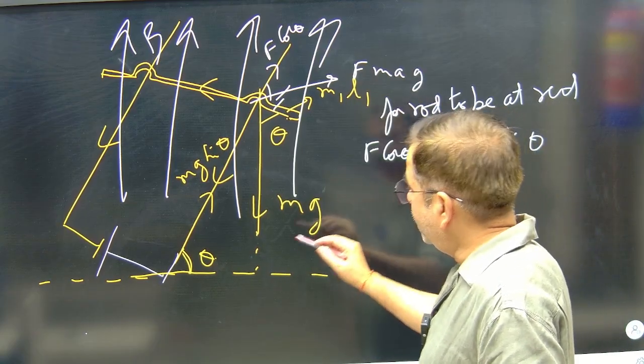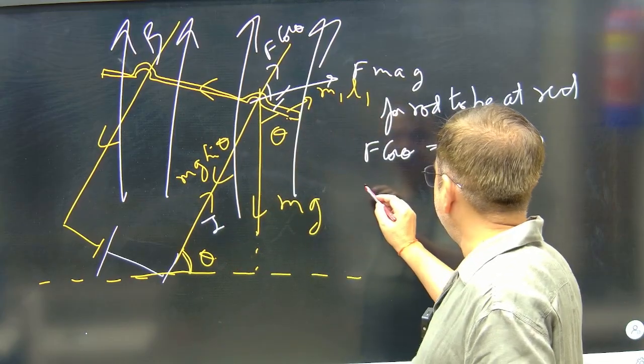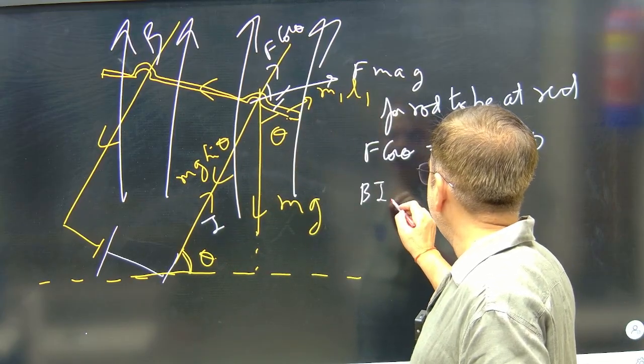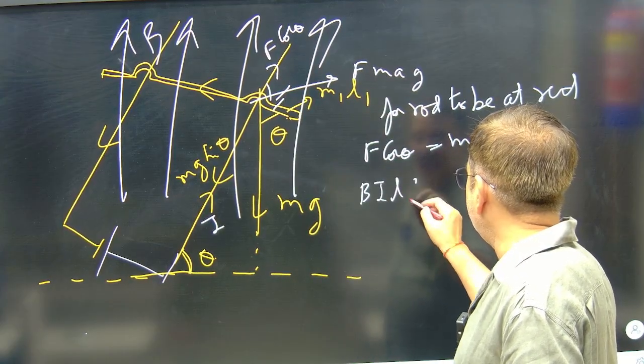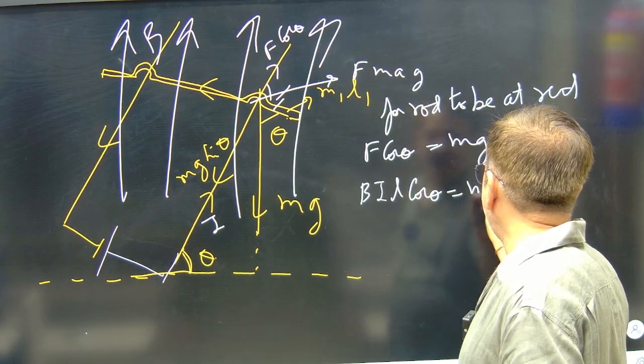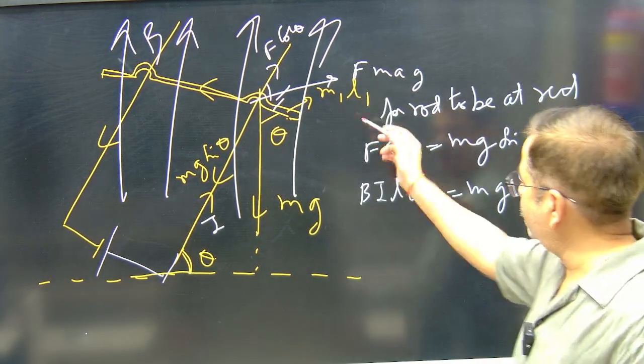Just see. Current flowing is I. It is B I L. Now magnetic field is this. The B I L cos theta. And that is equal to mg sin theta. Both the forces, they are balancing each other. F cos theta and this.